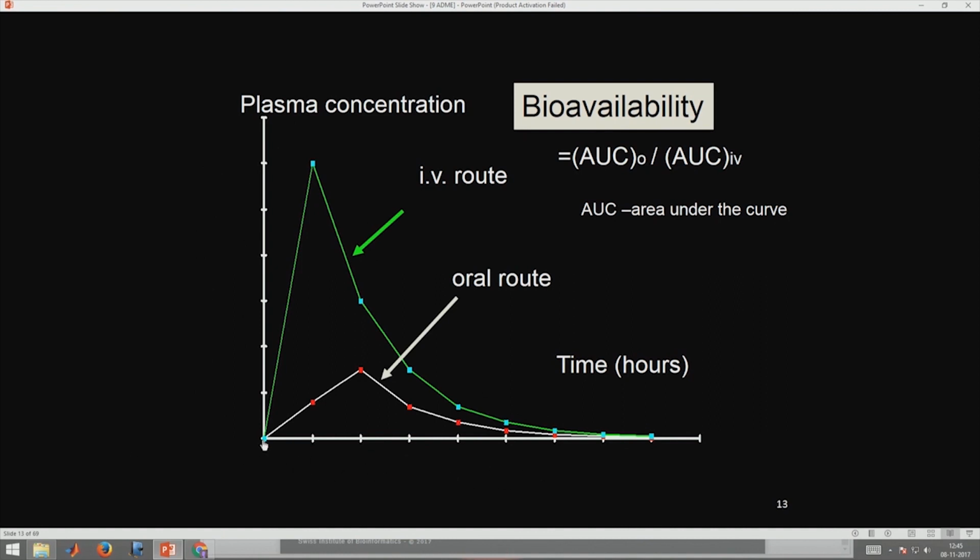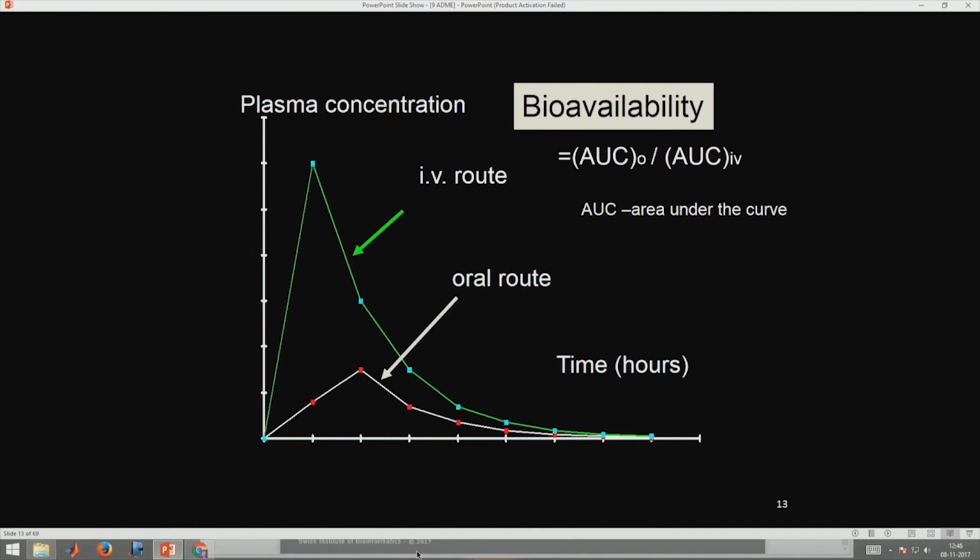If it is given orally, you will not reach that peak concentration, and the peak will happen much later, because the drug has to solubilize in the stomach, get past the permeable lipid barrier, and reach the blood. So the time of the maximum will change, and the height of the level will also change. The bioavailability is the area under this curve, AUC oral, over the area under this curve, AUC IV. Obviously, AUC oral will always be less when compared to AUC IV.